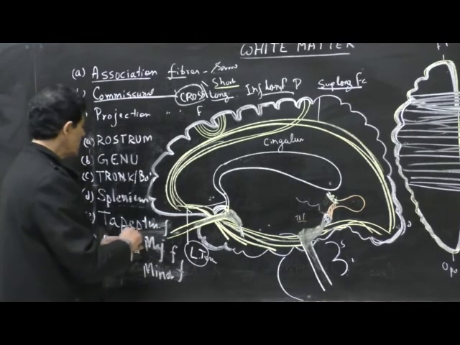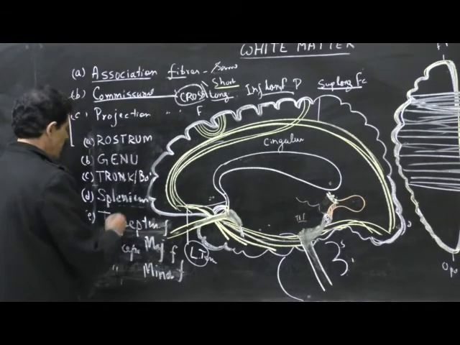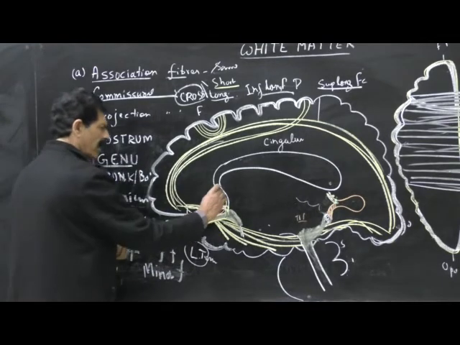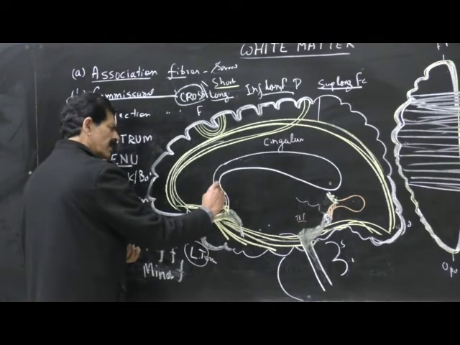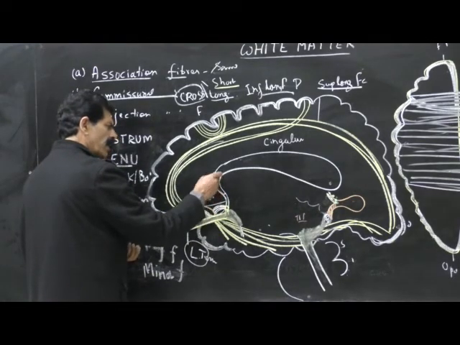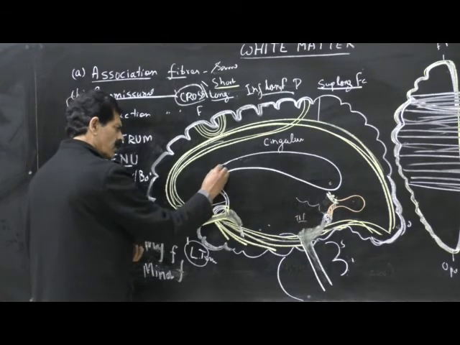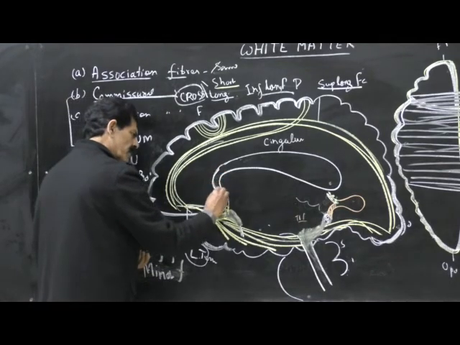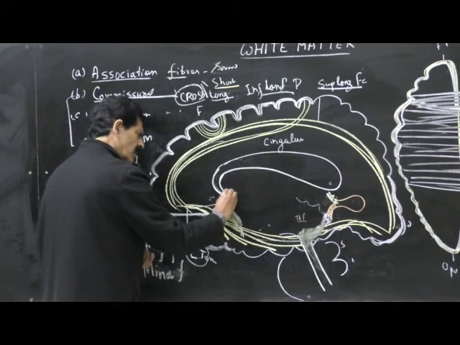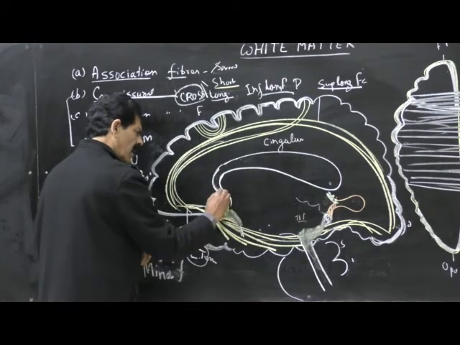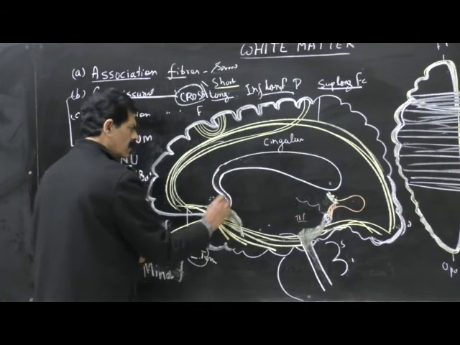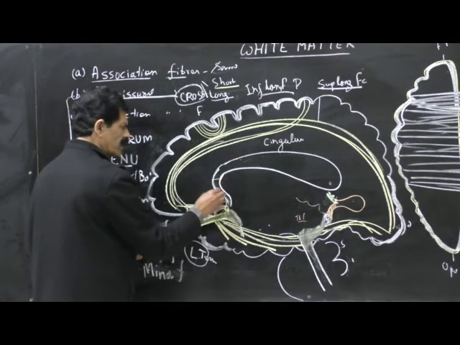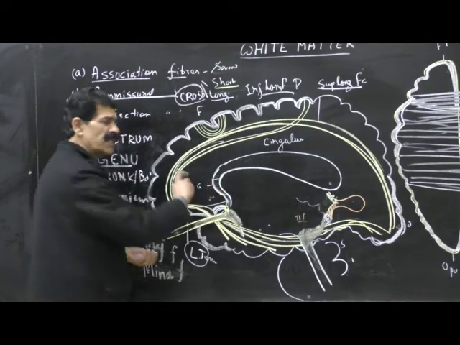Then the next part is the genu. Genu means the bend. So as the corpus callosum goes upward, the rostrum part bends like this. This bending of the corpus callosum, this much portion, is called the genu. Genu means the bend.